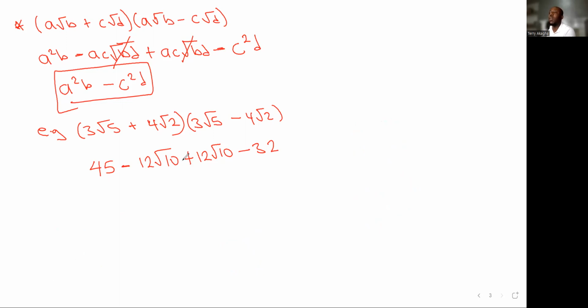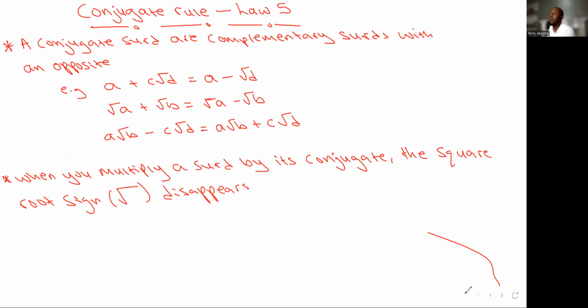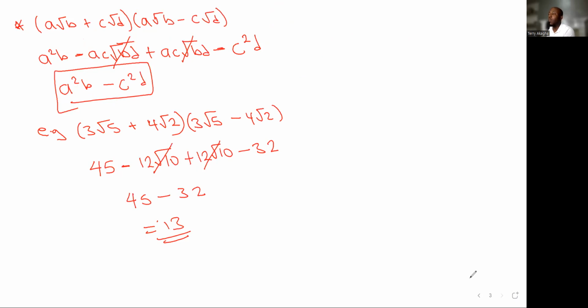All right? So now we collect like terms. If you notice, minus 12 root 10 plus 12 root 10, these we cancel out, okay? And you now have 45 minus 32, and that will give us 13. So the answer we have for that is 13. And that is that for the conjugate rule. So for conjugate, basically, when you multiply a conjugate, the surd disappears. You see, after we multiply in each scenario, the answer we get has no surds.